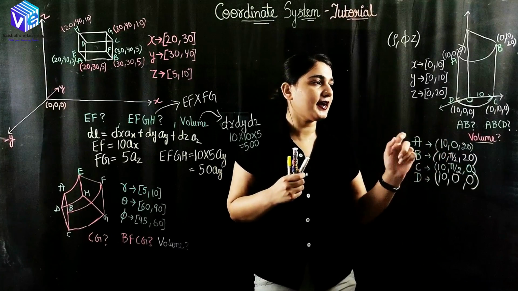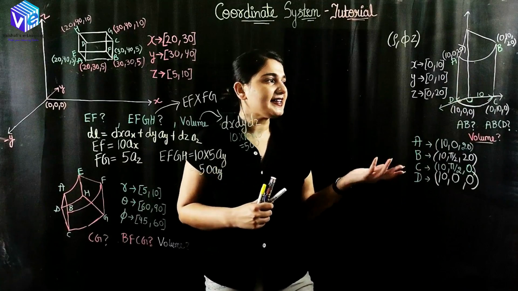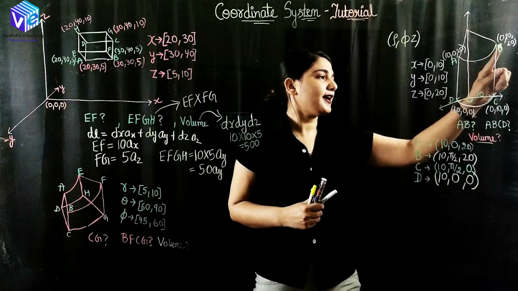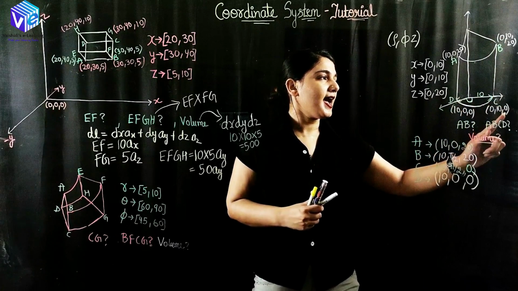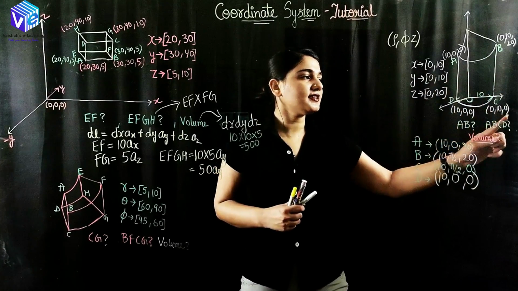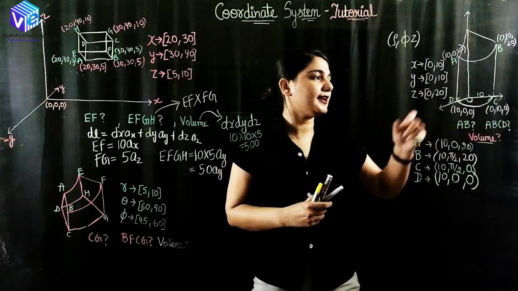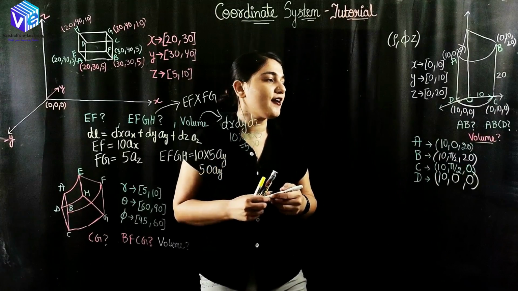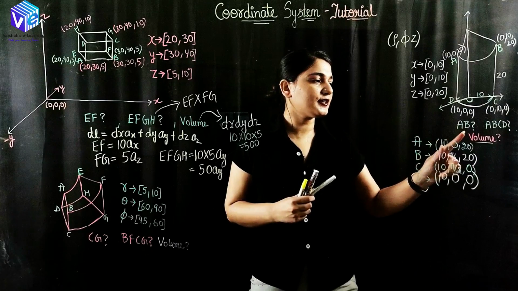Now I have to find AB. If I have to find BC, I can easily find the difference between these coordinates. Here and here I have 0, here and here I have 10, and here and here I have 20 and 0. So the difference is in the z coordinate. From the Cartesian coordinates only, I can easily find the length BC. The length BC is 20. Now I have to find the length AB. We cannot find it with the Cartesian coordinate system.